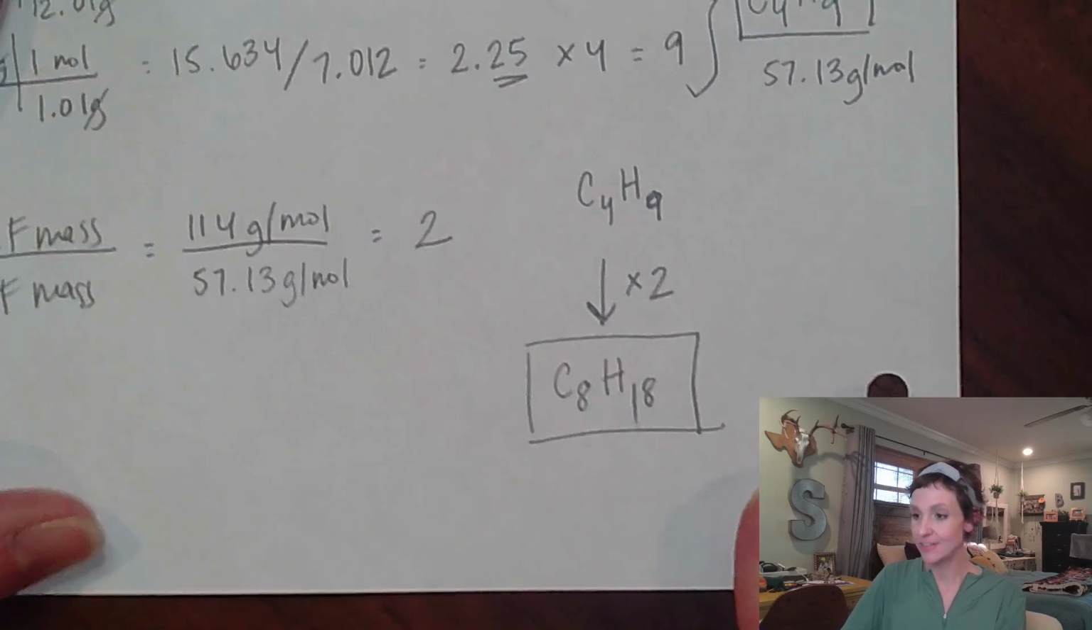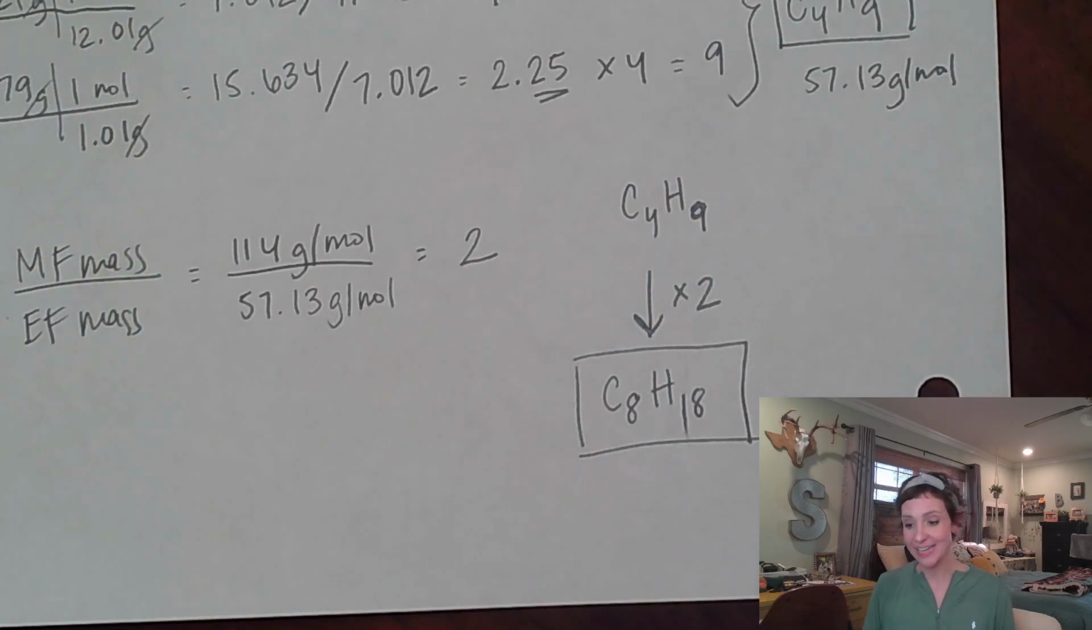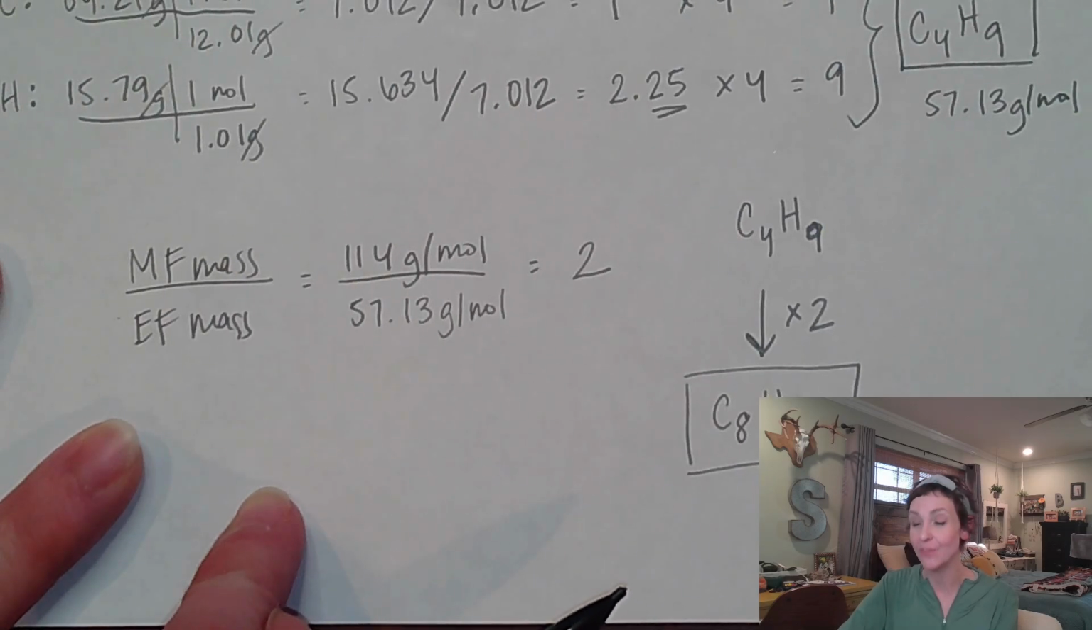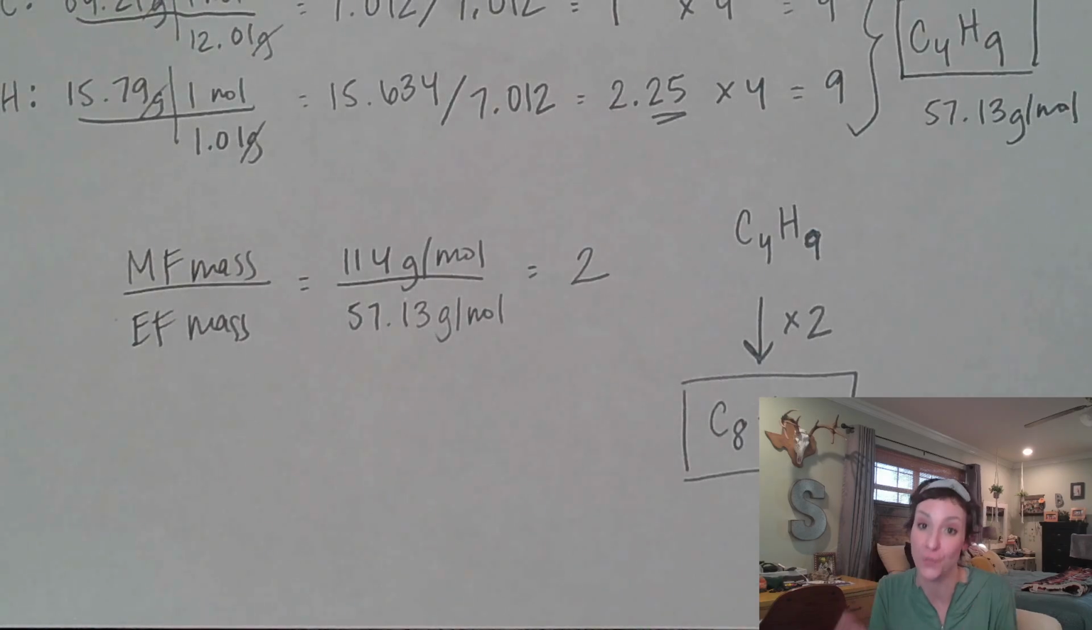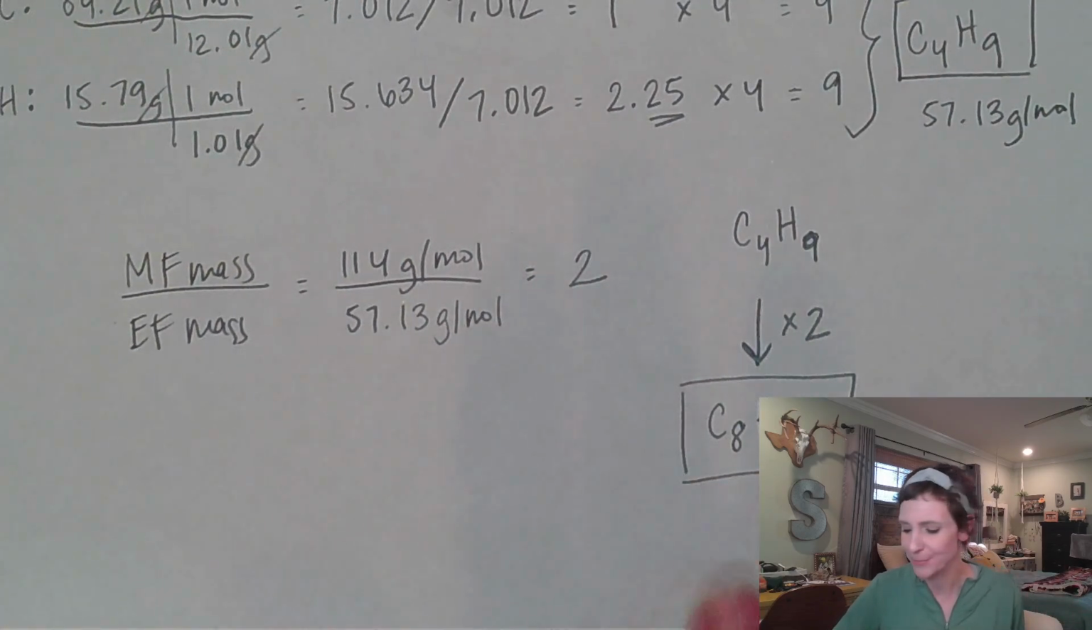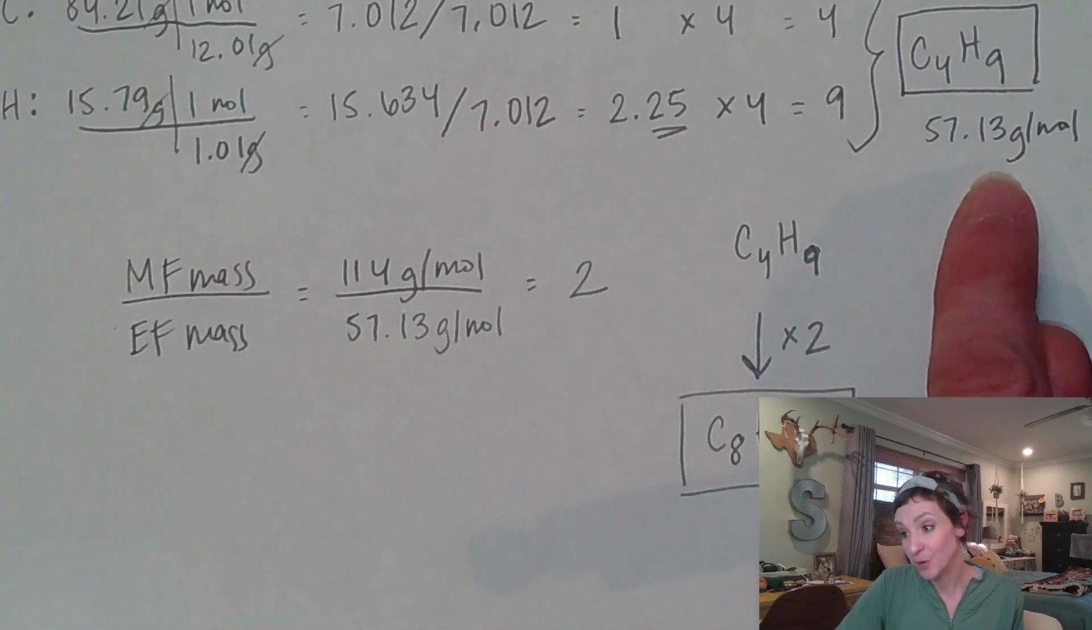Okay, so these are the double step type problems where even though this strategy for finding a molecular formula is very simple, if you do not have an empirical formula to begin with, you can't even start the problem, right? Okay, so we got to find our empirical formula first.